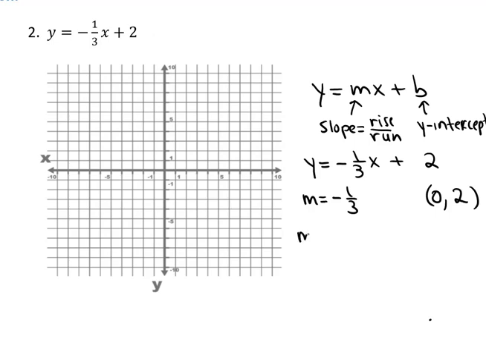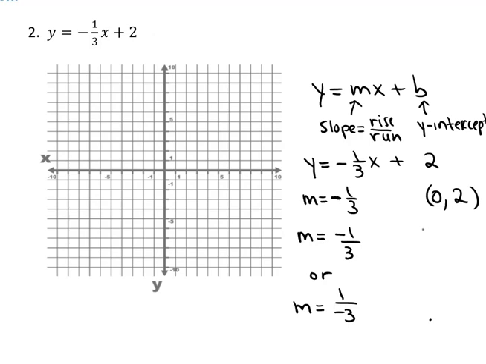The slope, we're going to place the negative either on the numerator or the denominator. Because in any case, when you divide a negative by a positive, it still gives you a negative. Or if you divide a positive by a negative, it still gives you a negative 1/3.